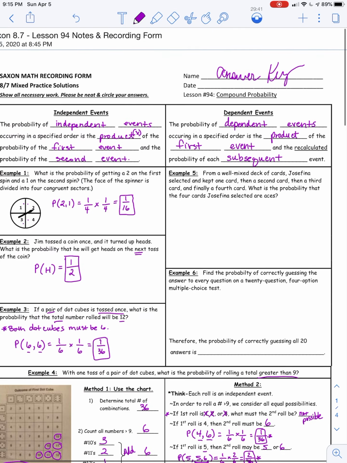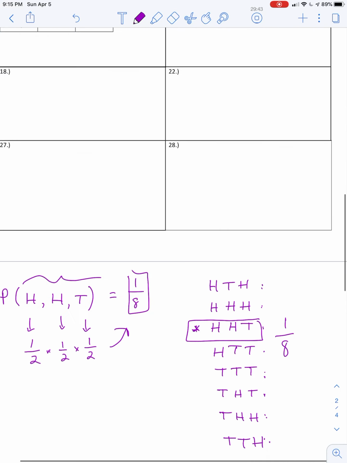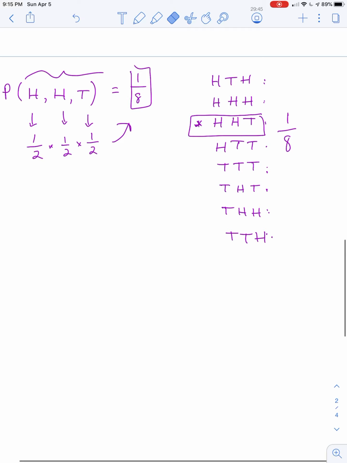So I'm going to go down to the bottom of my document here. I'm going to erase what I had, and I'm going to show you an example here that's dealing with a dependent event. Okay, so here's the problem. Let's say we draw a card from a deck. Let me find this in the book and I can read it right to you.